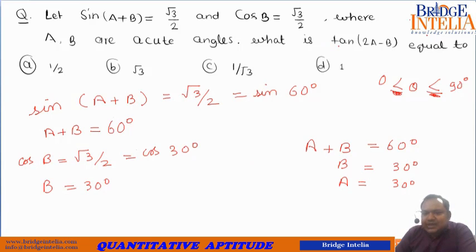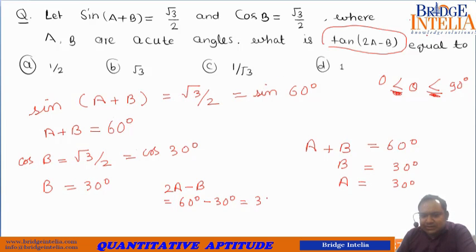Now what are we being asked to find out? We are being asked to find the value of this expression, tan of 2a minus b. So first let us see what 2a minus b is. Both a and b came out to be 30 degrees. So 2a is 60 degrees, because 2 into 30 is 60. So 60 degrees minus 30 degrees is ultimately 30 degrees.